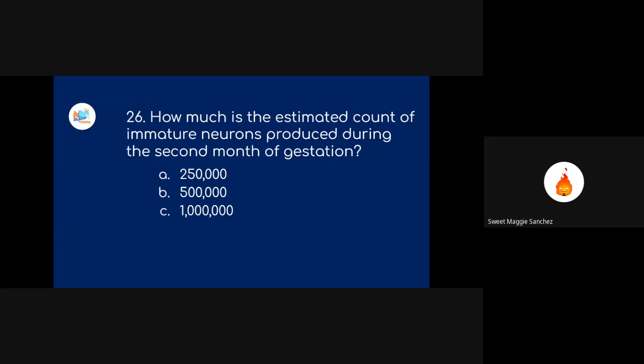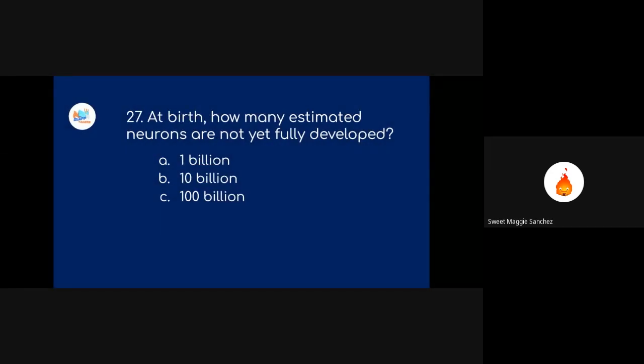Okay, timer stops. Question 27. At birth, how many estimated neurons are not yet fully developed? Is it A, a billion, B, 10 billion, or C, 100 billion?